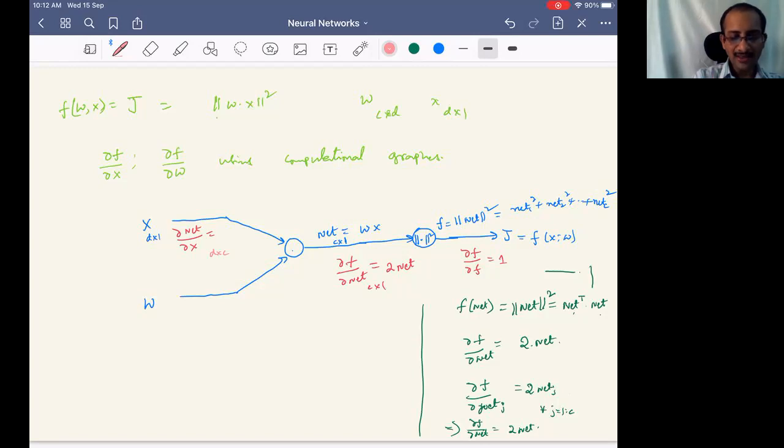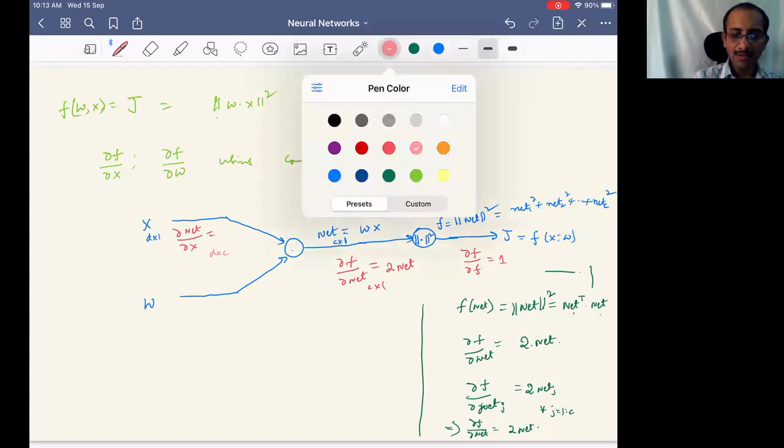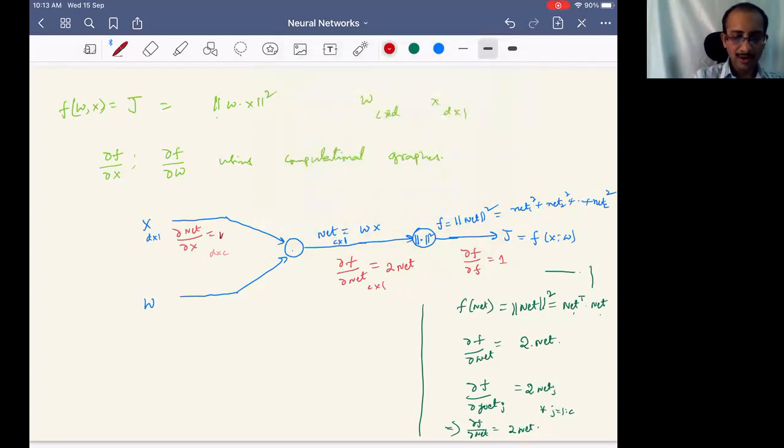And then what is the answer for this ∂net/∂x? Somebody can tell the answer? W transpose. Okay, we have seen this with element operations before. Now let us write ∂f/∂w. Given this, how do I write it? What is the answer for this?